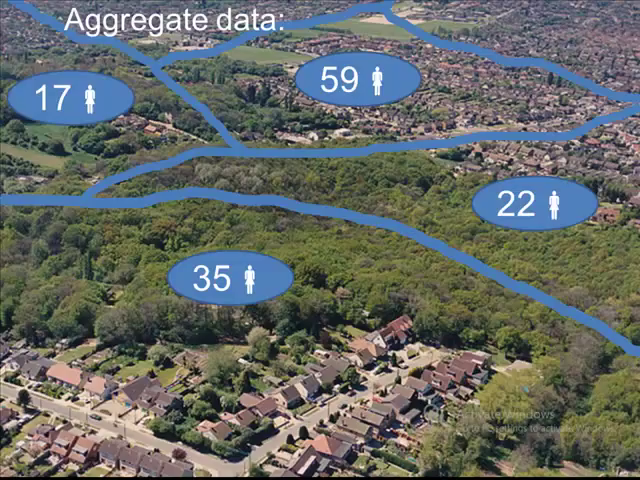And here's just a visual representation of what aggregate data is. If you looked over at the land, and you could cut it up into different areas, and then you counted the people who lived in those areas. So here there's 17 females, 35 females here, 59 females, and that's all aggregate data is.